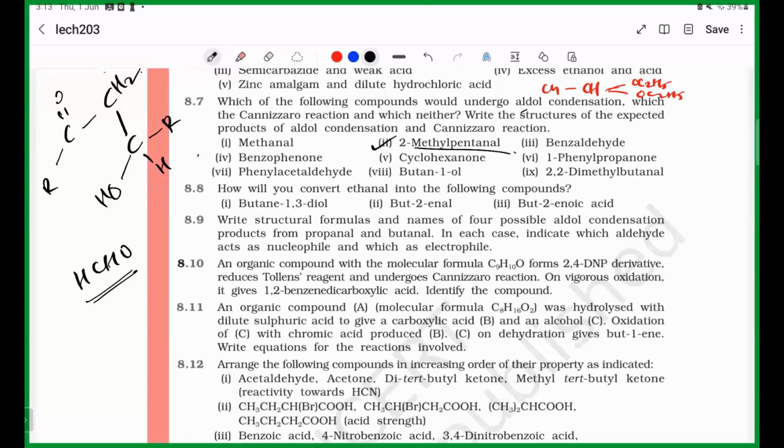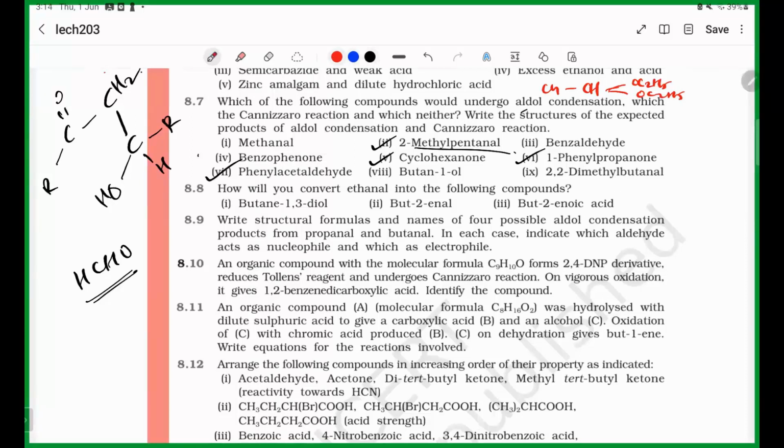So 2-methylpentanal undergoes aldol condensation. Cyclohexanone undergoes it because it has an alpha hydrogen. 1-phenylpropanone undergoes it, and phenylacetaldehyde also undergoes it. So these ticked ones undergo aldol condensation, and the structures are easily predicted from the earlier examples.